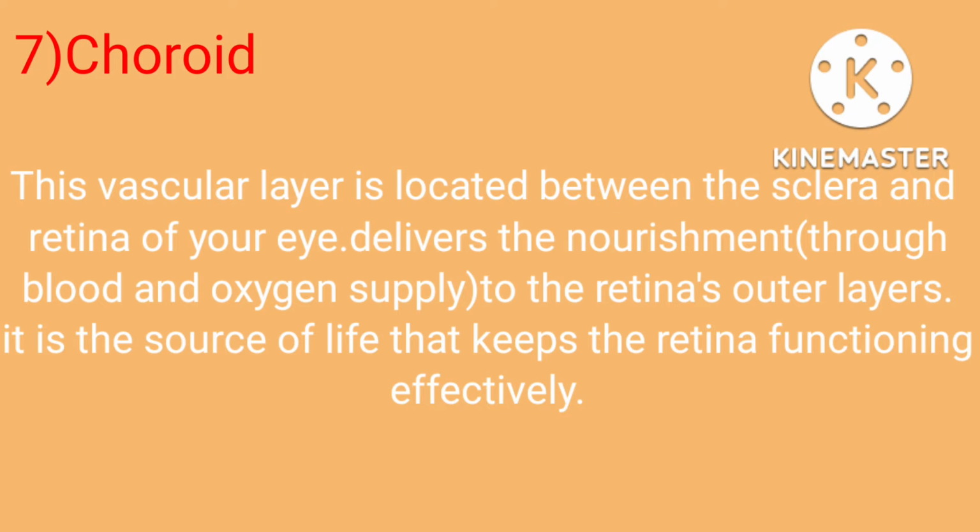Number 7. Choroid. This vascular layer is located between the sclera and the retina of the eye. It delivers nourishment through blood and oxygen supply to the retina's outer layers. It is the source of life that keeps the retina functioning effectively.